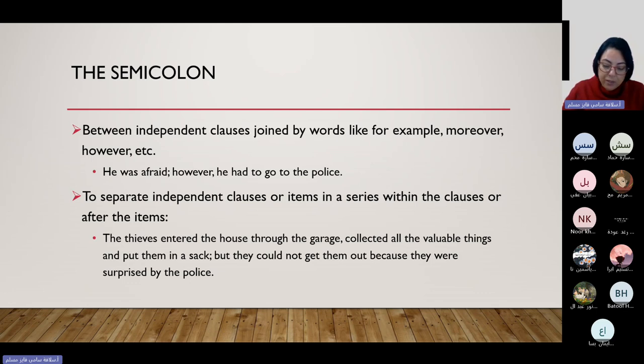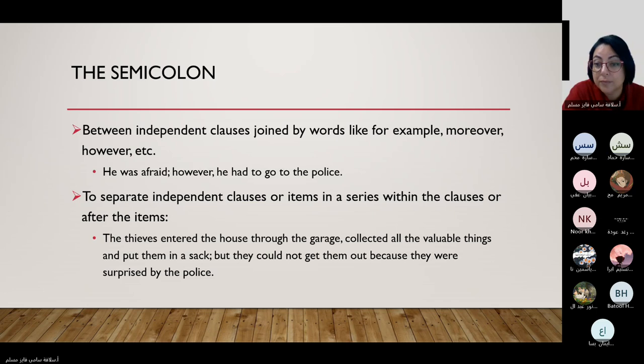Okay. Do you have any questions on capitalization, on end of sentence punctuation marks, or on the comma, you guys? I think these are things that you already know pretty well, right?